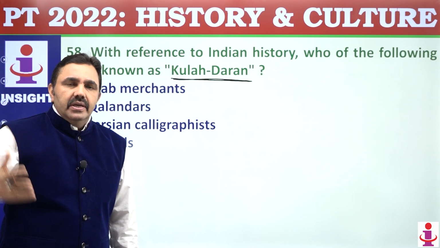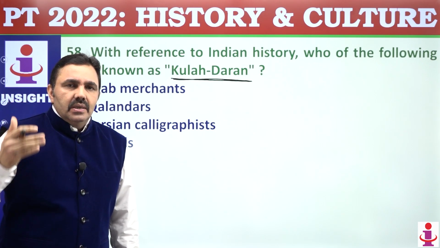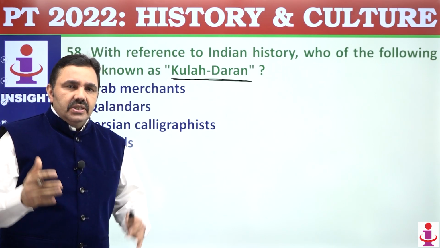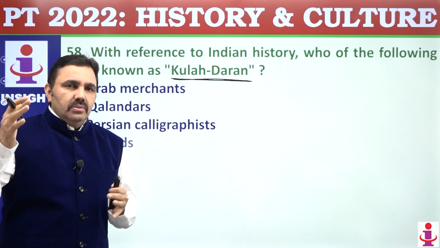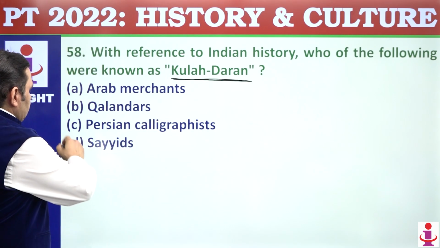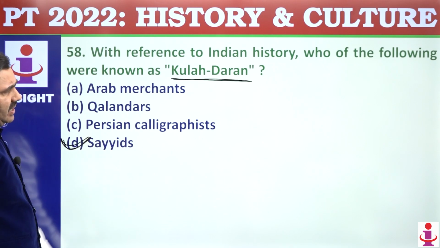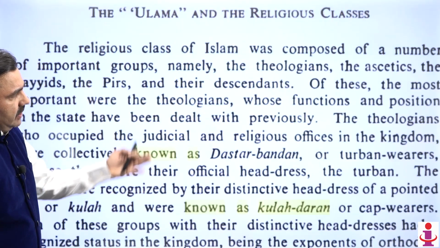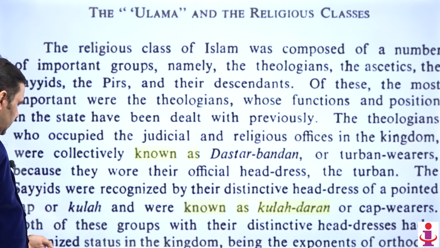Dharan means wearer, cap wearer. And these were a group of religious scholars related to Islam known as Sayyids. So Sayyids were known as Kula Dharan. This is again very factual, very in depth, and that's why I brought a source for you here.